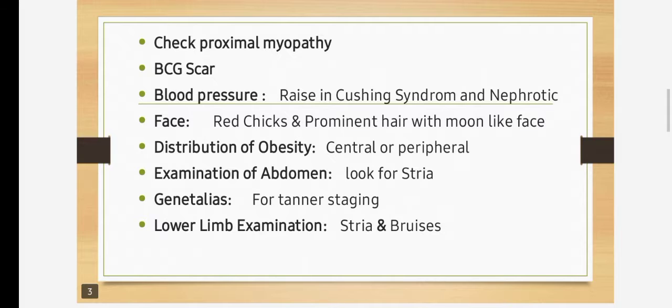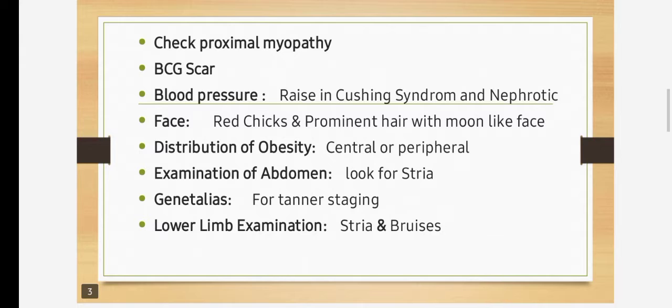Check BCG scar. BP will be raised in case of Cushing syndrome and atypical nephrotic syndrome. Then start from face. Moon shaped face, prominent cheeks, and excessive hair growth can be observed. Check distribution of fat: central in the case of Cushing syndrome and peripheral in the case of nephrotic syndrome. Check abdomen for stria and scratch marks. Subsequently, check genitalia for Tanner staging.